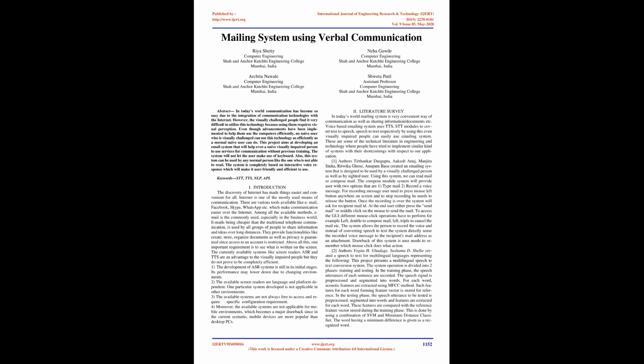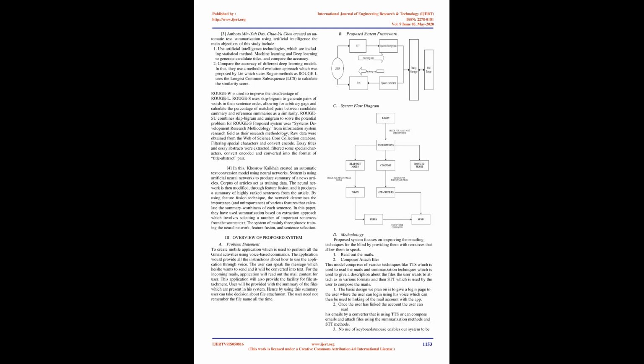To access the GUI, different mouse click operations have to be performed, for example left double click to compose mail, left triple click to cancel the mail, etc. The system allows the person to record the voice, and instead of converting speech to text, the system directly sends the recorded voice message to the recipient's mail address as an attachment. The drawback of this system is that the user needs to remember which mouse click does what action.